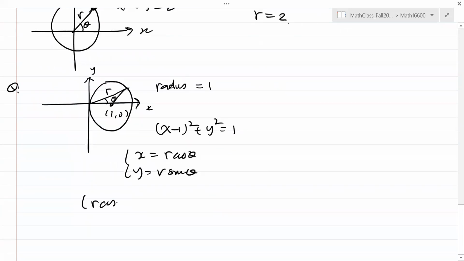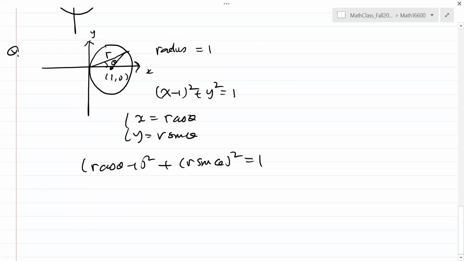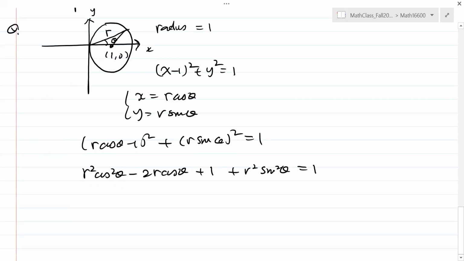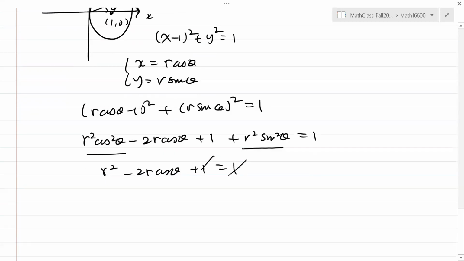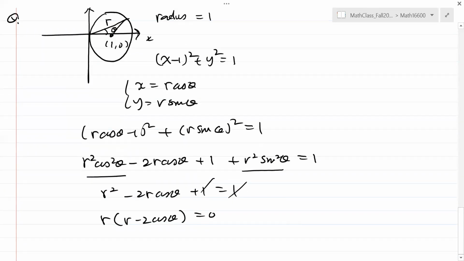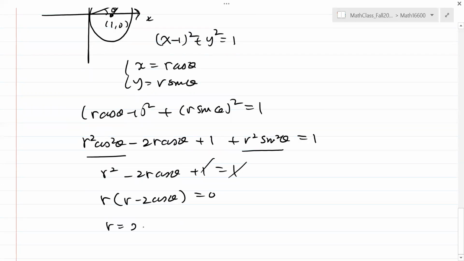You get (r cosine theta minus 1) squared plus (r sine theta) squared equals 1. And let's expand it: r squared cosine squared theta minus 2r cosine theta plus 1 plus r squared sine squared theta equals 1, right? So what I get, these two added together, gives r squared minus 2r cosine theta plus 1 equals 1. So 1 cancels out. I get r times (r minus 2 cosine theta) equals 0. So clearly r cannot be 0, except for one special case. Look at the picture. So this implies r equals 2 cosine theta.